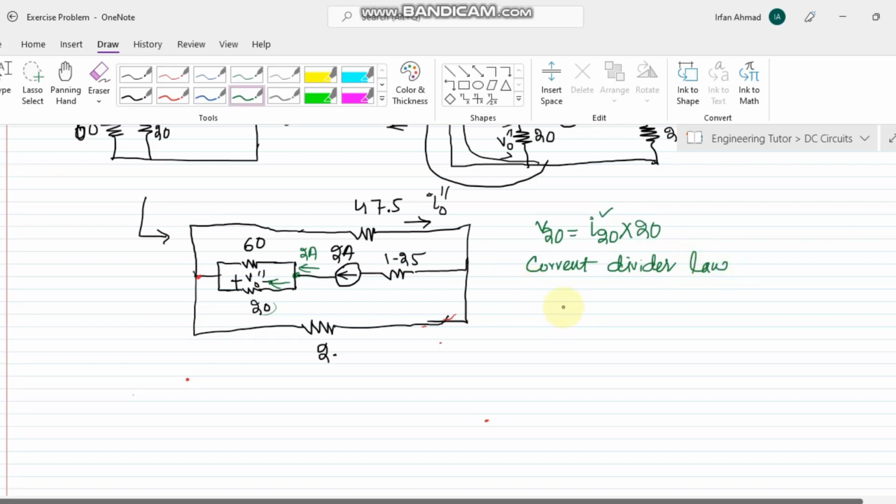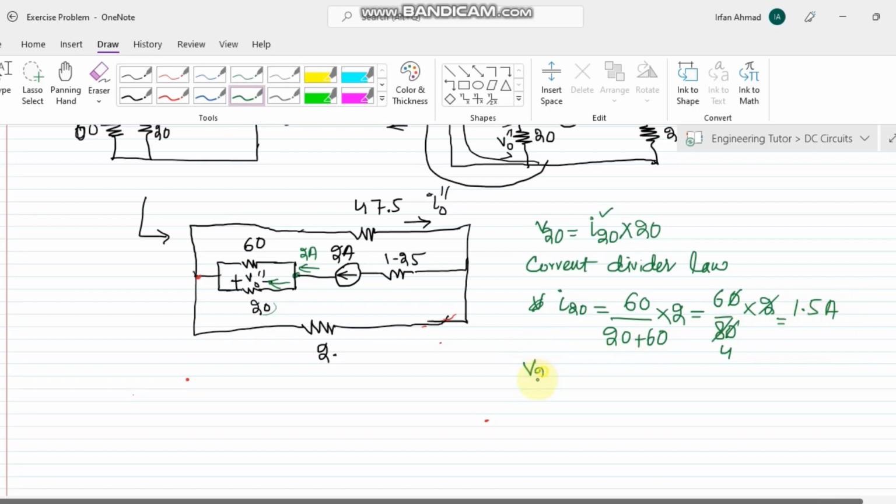According to the current divider law, the value of the current I20 will be equal to the value of the resistance which is in parallel with the resistor through which we have to find the current, divided by the sum of the resistances which are in parallel, multiplied by the source current. So here it would be 60 divided by 80 multiplied by 2. These two will cancel out, 2 4. So here I will have 1.5 amperes. So 1.5 amperes is the current.